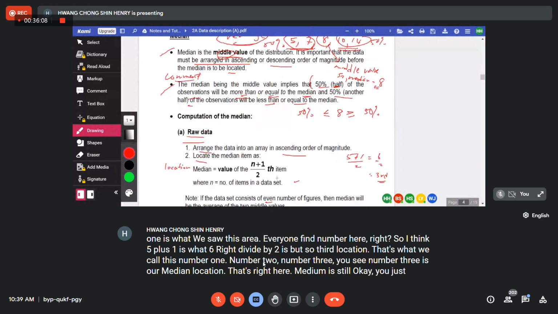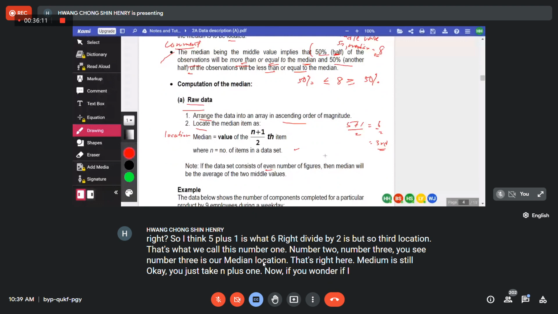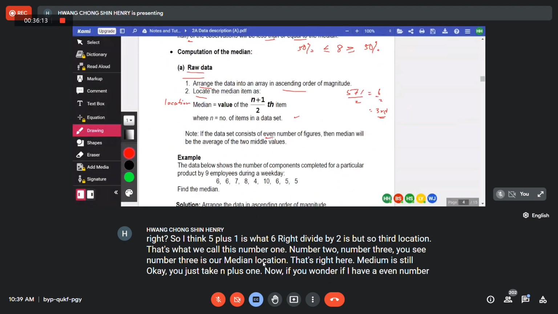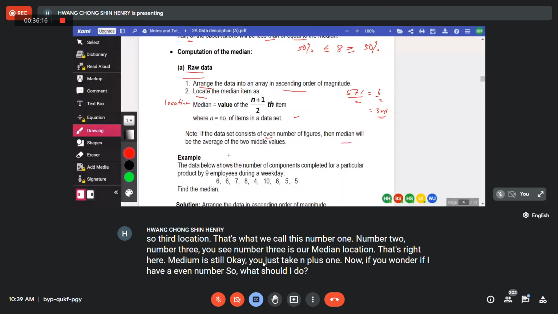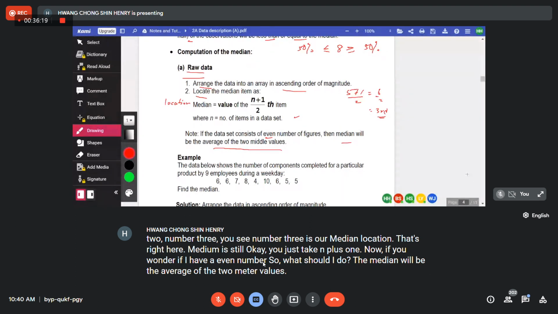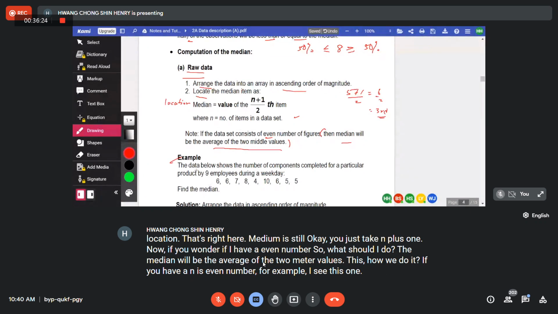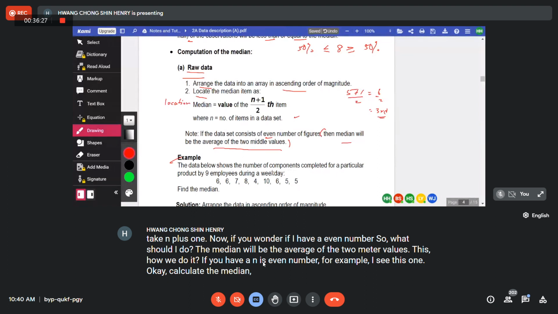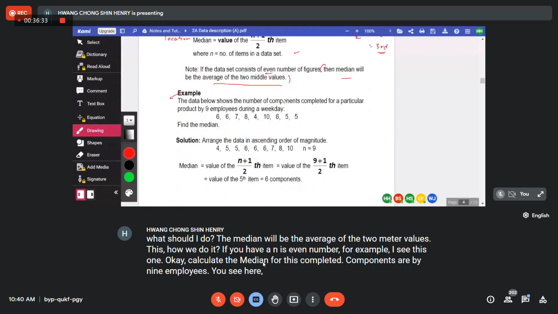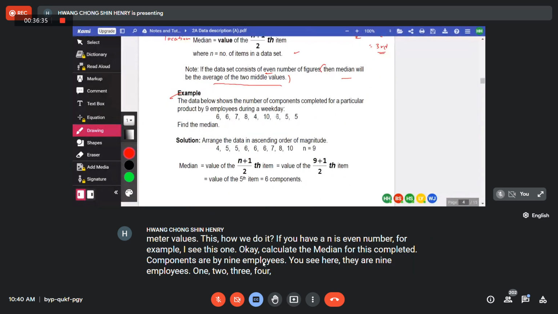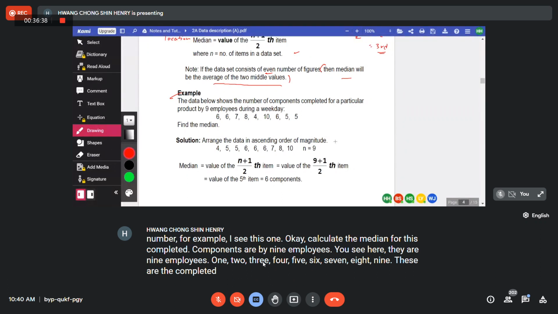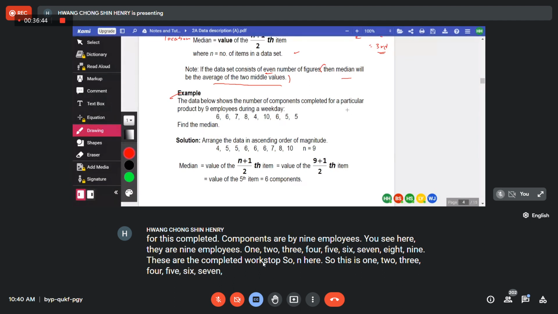You just take n plus 1. Now, if you wonder what to do if I have an even number, the median will be the average of the 2 middle values. This is how we do it. First, for example, calculate the median for the works completed by 9 employees. You see here there are 9 employees: 1, 2, 3, 4, 5, 6, 7, 8, 9. These are the completed works. This is 9, an odd number.